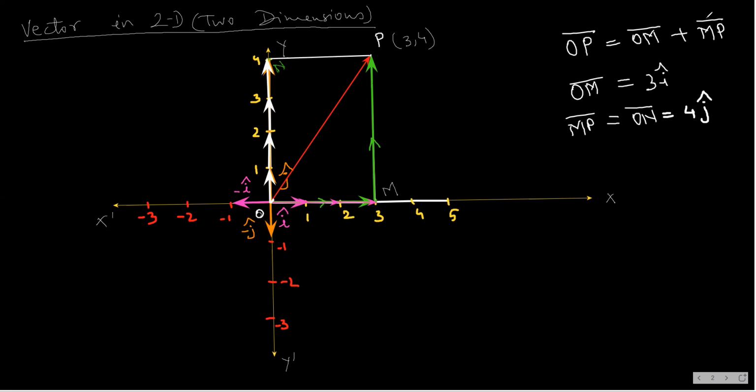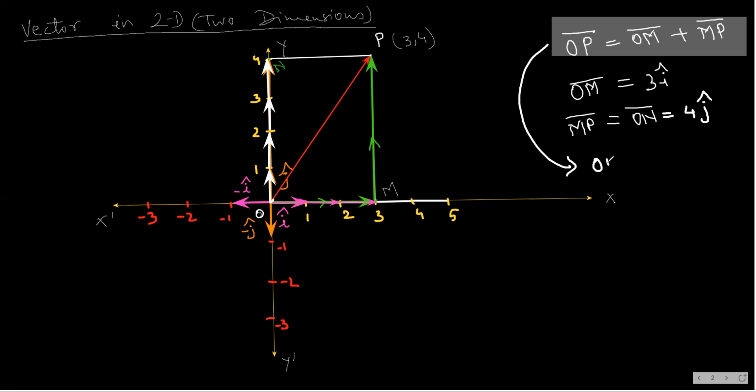Now what I will do is substitute these two in the first. So I get OP bar is equal to OM bar, which is 3 i cap, plus MP bar, which is 4j cap. So here, this vector is 3 i cap and this vector is 4 j cap. I hope this is clear to you.